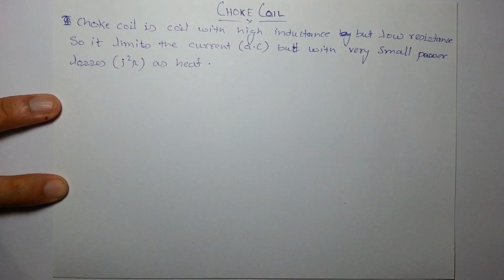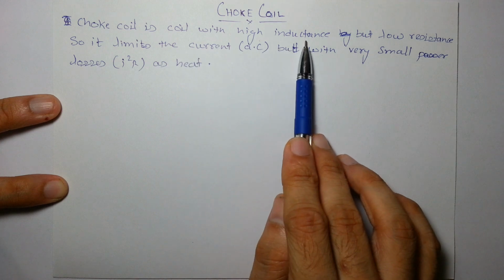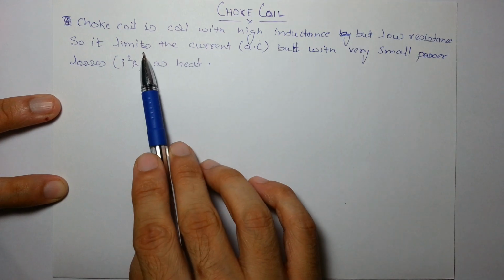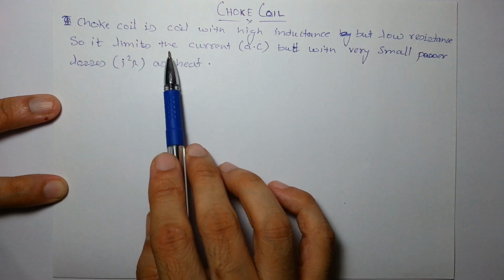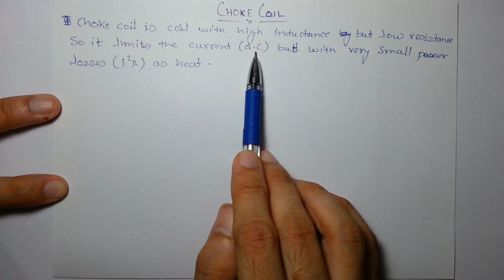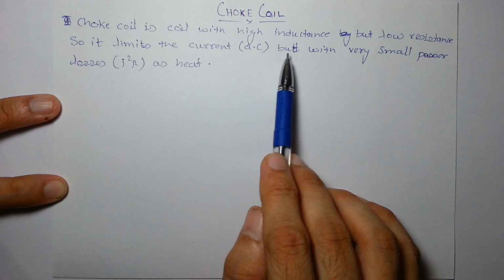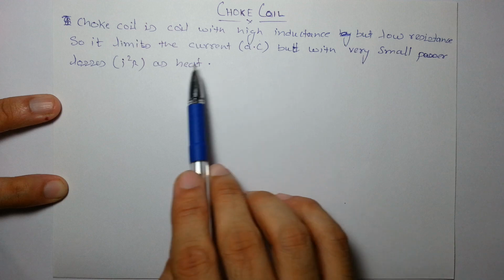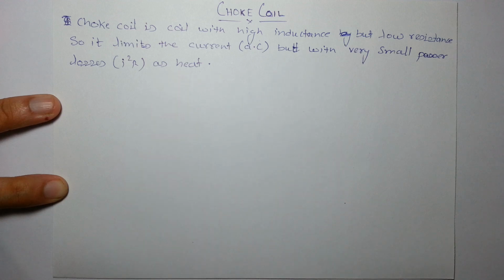Hi guys, let's see what we mean by choke coil. A choke coil is a coil with high inductance but very low resistance. It is used to limit the current, obviously in AC, but with very small power losses as heat. That's why we keep the inductance high.